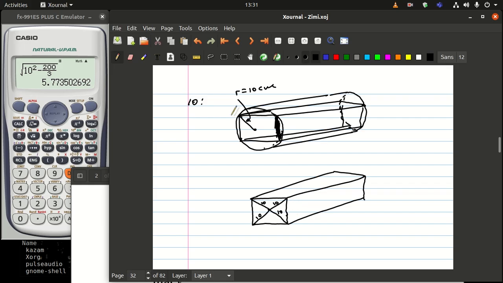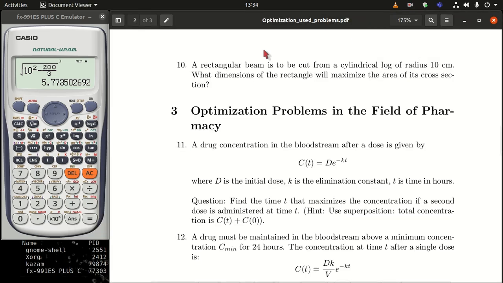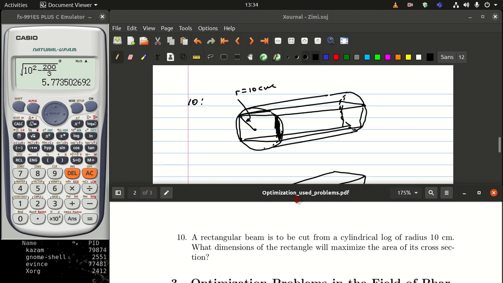I'm just trying to analyze here. We have this 10 centimeters somewhere. So let's look again at the problem. Let me go and bring this thing up. This question is saying a rectangular beam is to be cut from a cylindrical log of radius. What dimensions of the rectangle will maximize the area of the cross section? That's what I wanted to find out, the cross section.